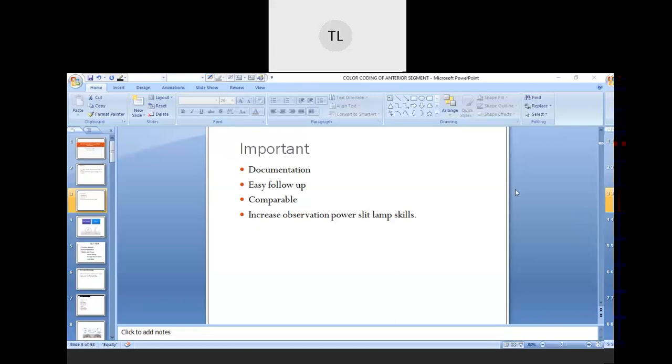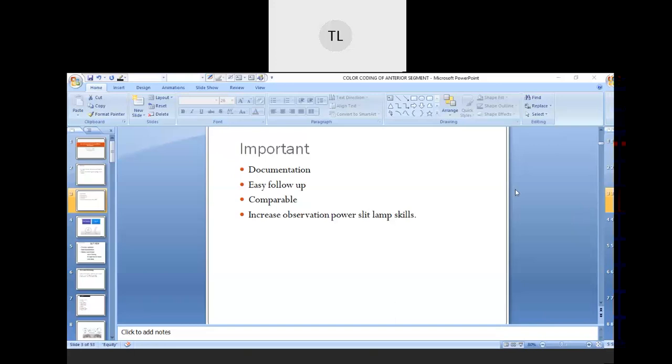Next we have easy follow-up. We know that corneal disease lasts a prolonged period of time. The disease can go from the initial stage, then worsening, then healing, and then improvement. The process is very long, right? So in order to see the condition, and the improvement and progression of the disease, we need to have this documentation of the corneal diagram. This will help in the follow-up.